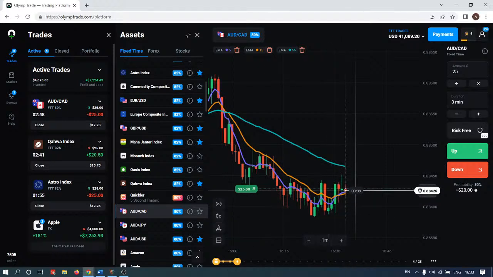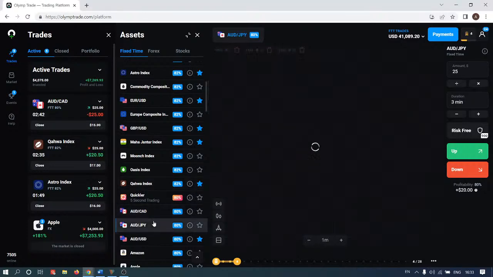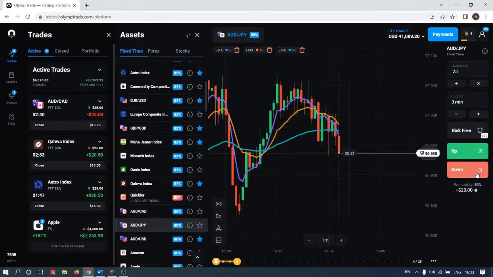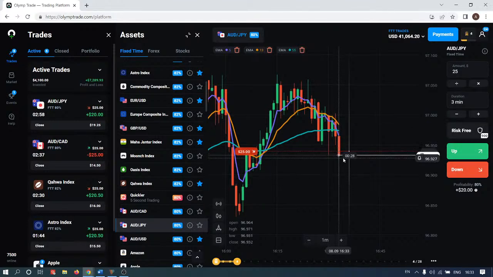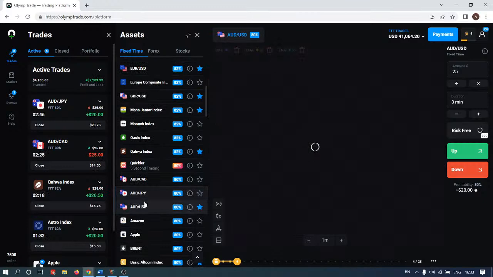Is it possible to recover from a 900 loss with a $10 deposit? Well, anything is possible in the world of trading, but what are the chances? How likely is it going to happen? Well, I think this chance is very slim.